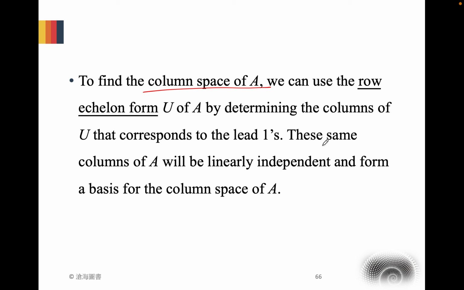So these same columns of A will be linearly independent and form a basis for the column space of A. In this case, the number of leading variables of U will be equal to the number of column vectors that form the basis of the column space of A. Therefore, the rank of A, the number of non-zero rows, is equal to the number of column vectors that form the basis.